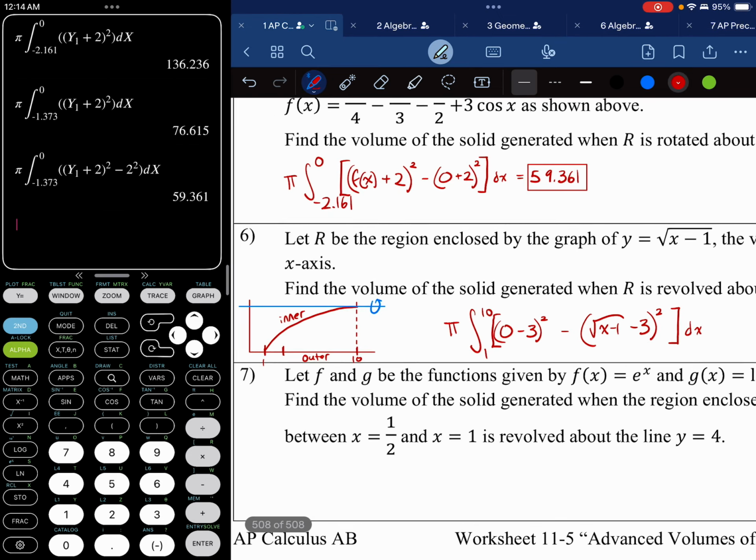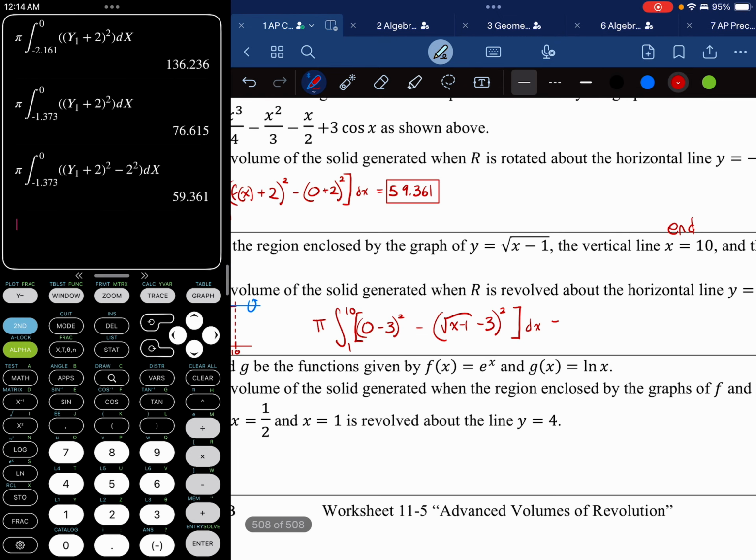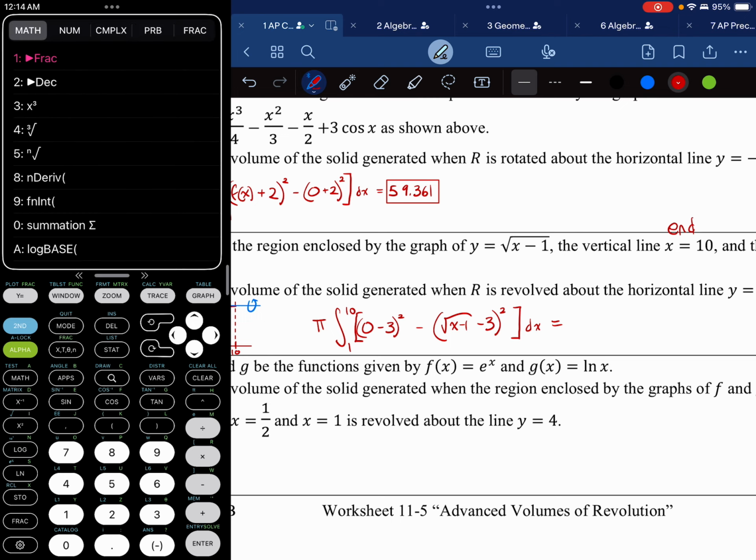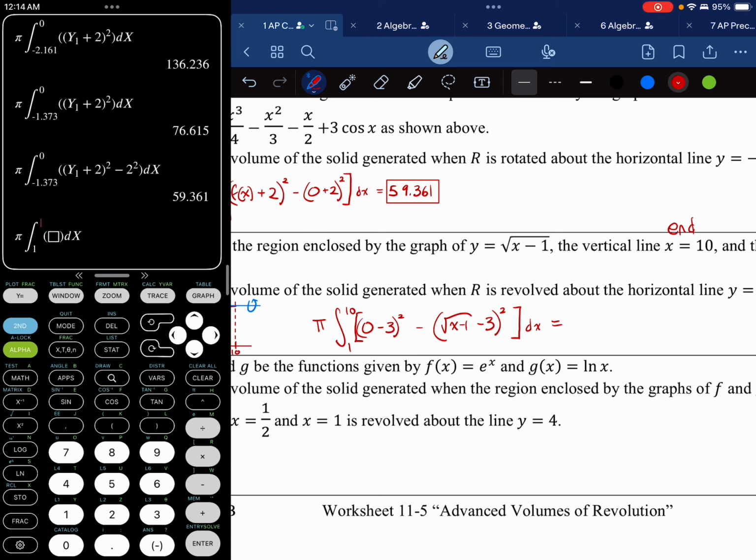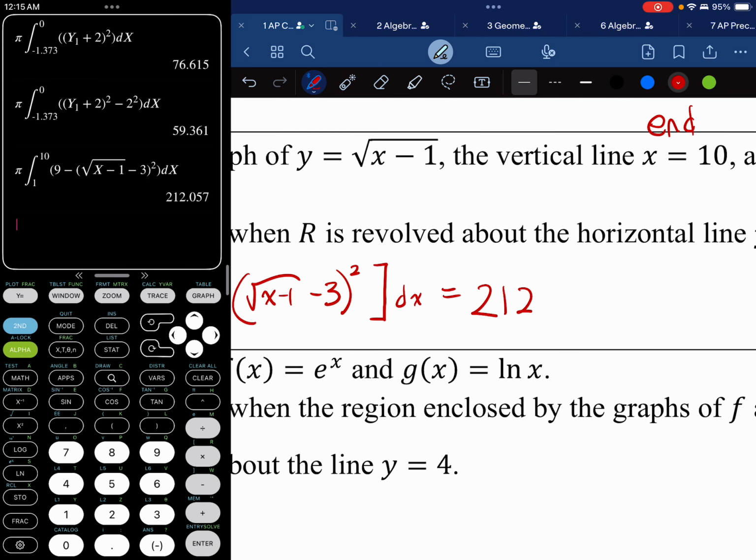Whew, that was a bit to do without a picture, but I think we got it. So from here, we can actually plug this into our calculator. Ready, set, second to the power of to get our pi, math 9 to get our integral, and we're going to go from 1 all the way to 10, and then I'm just going to enter 9, minus, and then, okay, start your parentheses. Here we go. This is going to be the square root of x minus 1, and then outside of the square root, I'm going to subtract 3, and then I'm going to end the parentheses, and then I'm going to square it, and I think that's everything. I'm just double checking the calculation. That looks good to me, and we get the answer, 212.057.